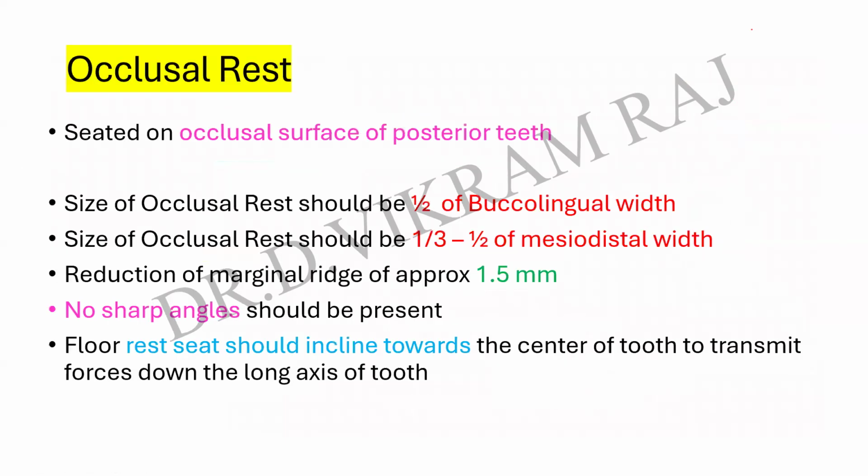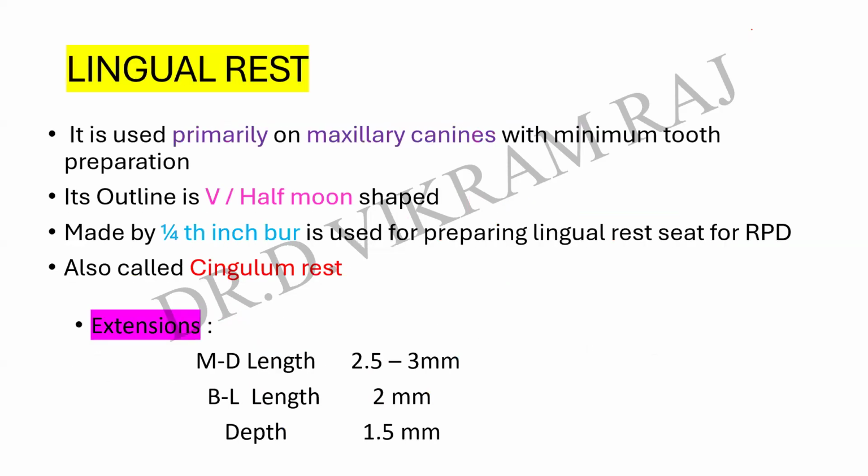Coming to the occlusal rest for the RPD, these are the important points. Occlusal rests are prepared on the occlusal surface of the posterior teeth, and they should be about one half of the buccolingual width and one third to one half of the mesiodistal width, with reduction of the marginal ridge of approximately 1.5 mm. No sharp angles or line angles should be present, and the floor of the rest seat should be parallel or planar, so that all the forces will be transferred along the long axis of the underlying tooth.